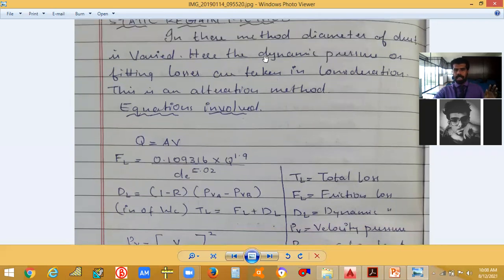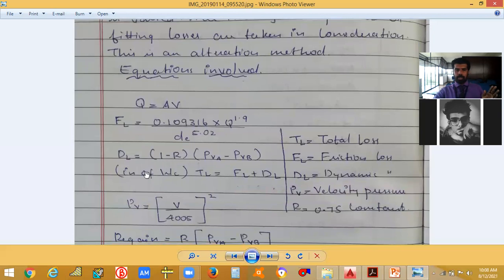Since dynamic loss or fitting losses are taken into consideration, DL, the dynamic loss, equals 1 minus R into PVA minus PVB. PV is the velocity pressure. In the last class we saw how to find the velocity pressure using a formula, and we also have software to find it. In that sizer's properties you will get the velocity pressure too. So this is the velocity pressure at one point minus the velocity pressure at the other point, PVA minus PVB.